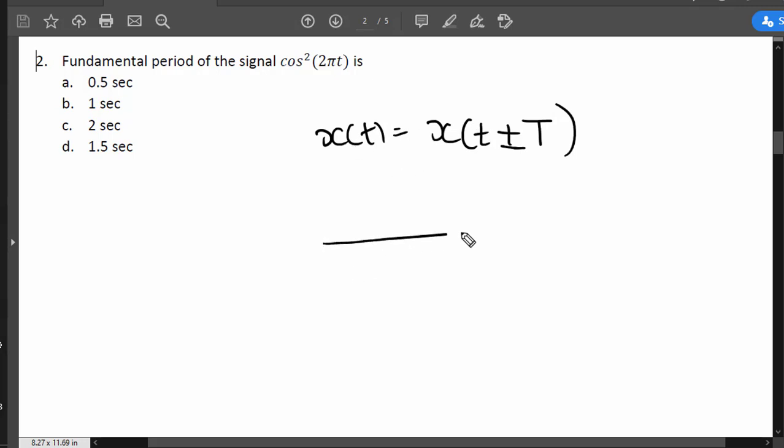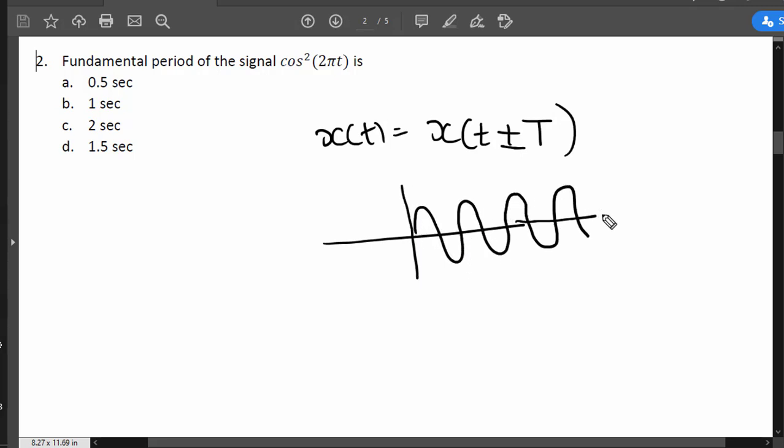Let me try to convince you with a figure. Say this is my sinusoidal signal, and say this is T. From here to here, it is T. And from here to here, it is T. And this continues.